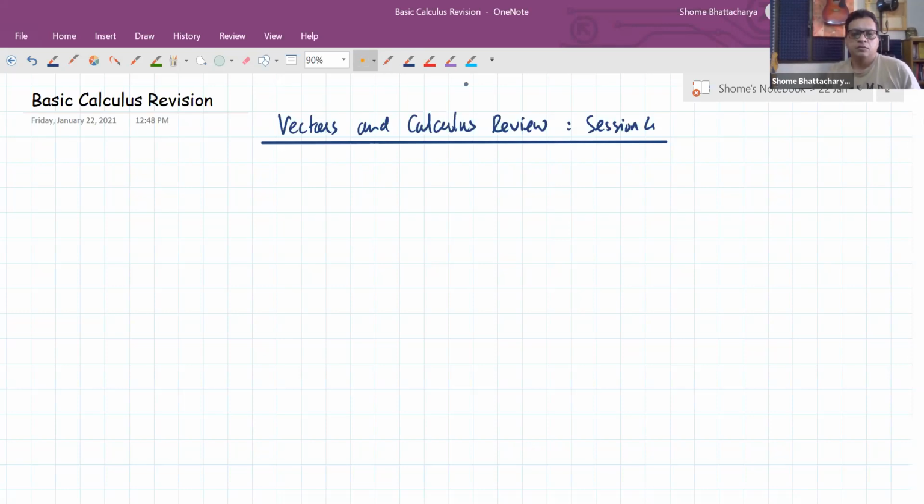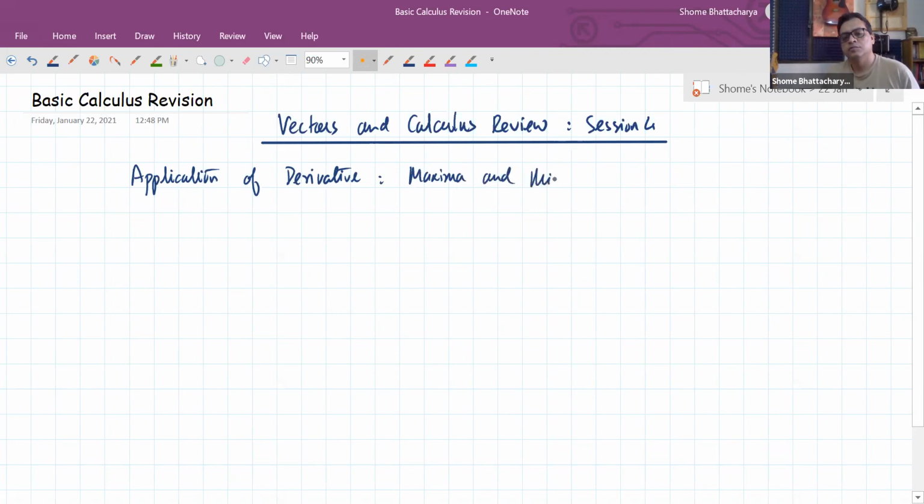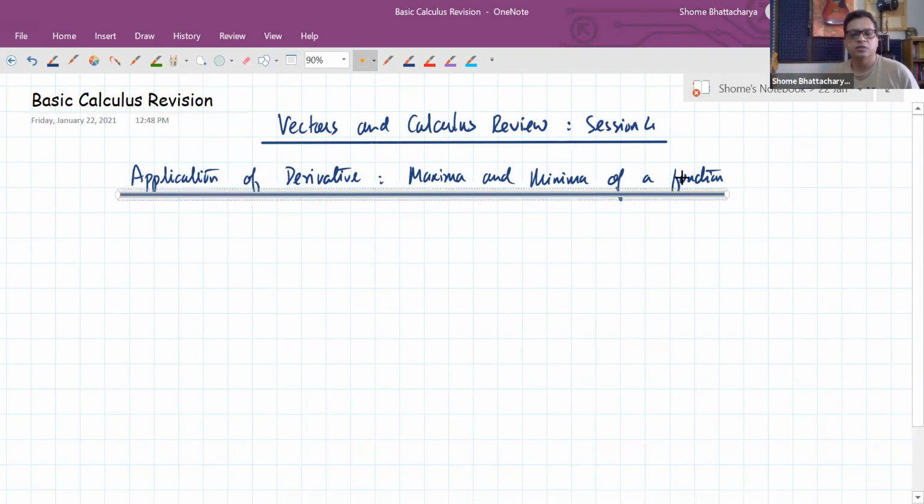Okay. We will start today with a little bit more about differentiation. We will look at the concept of maxima and minima of a function from differentiation. Okay. So we will look at application of derivative in the context of maxima and minima of a function. So again, we will focus more on the type of applications that this gives us in physics. Okay, but let's look at the essential concept first.